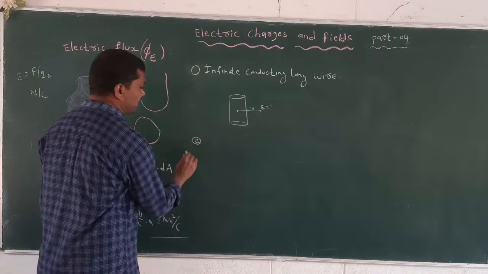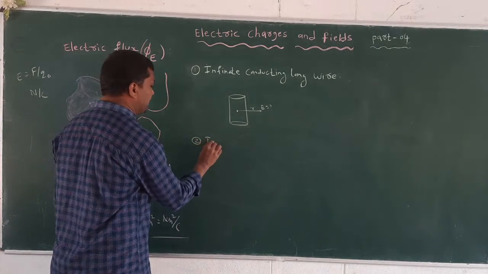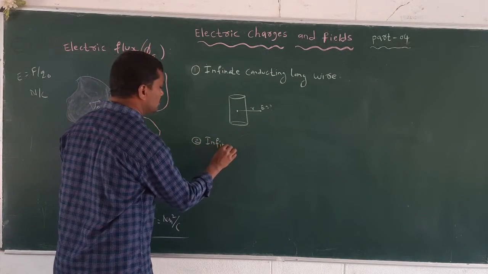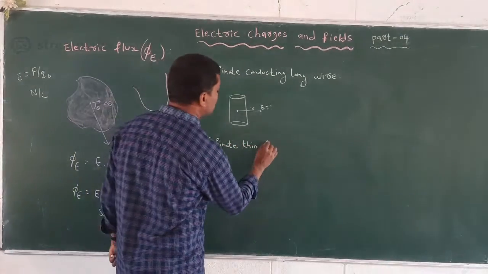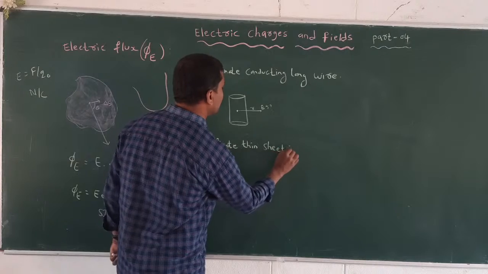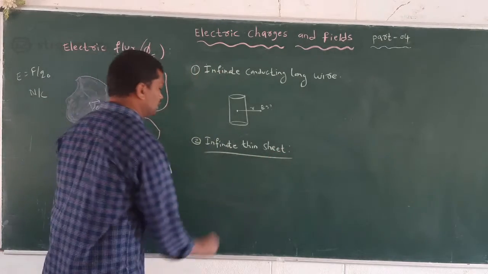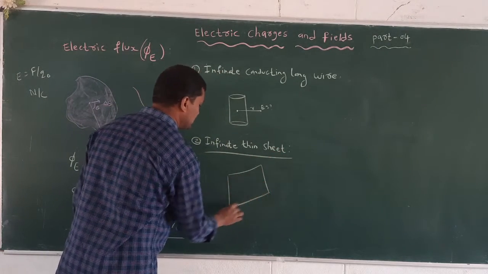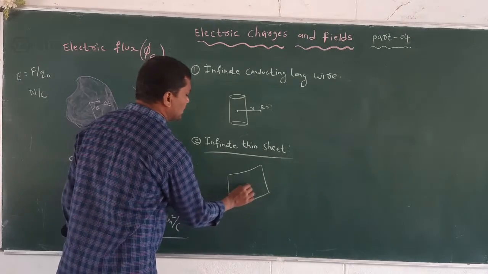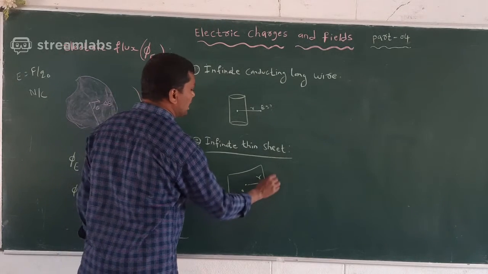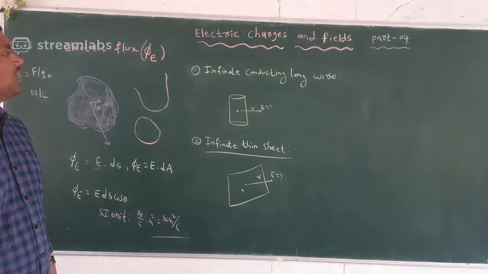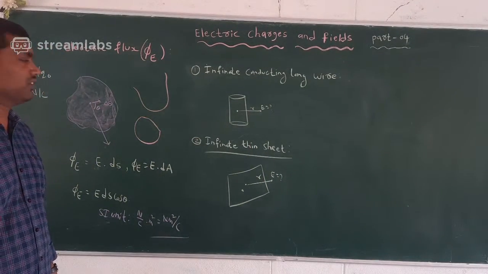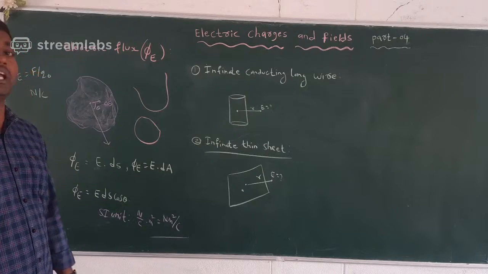And the second one, we can take the infinite thin plain sheet. So the thin sheet is this line. So this is the center. We can find at a distance r, we can measure the electric field intensity. First one is the infinite conducting long wire. Second one is the infinite thin plain sheet.